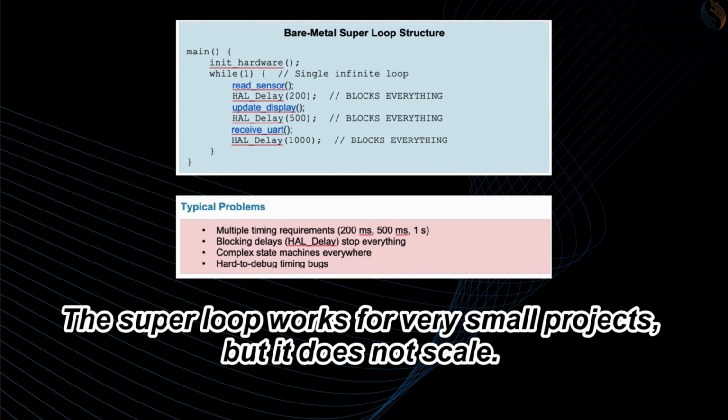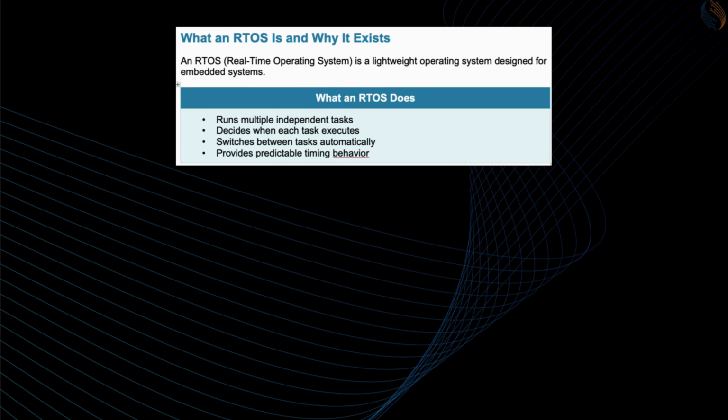This is where an RTOS comes in. An RTOS, or real-time operating system, is a lightweight operating system designed for embedded systems. Its main job is scheduling, deciding which piece of your code runs and when.